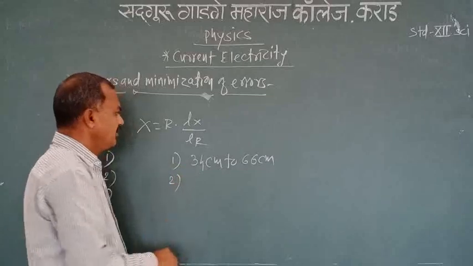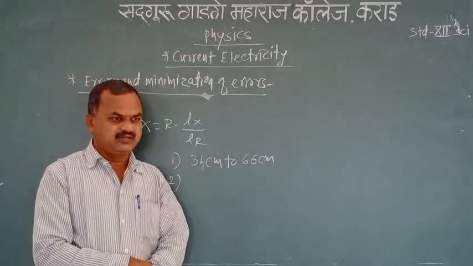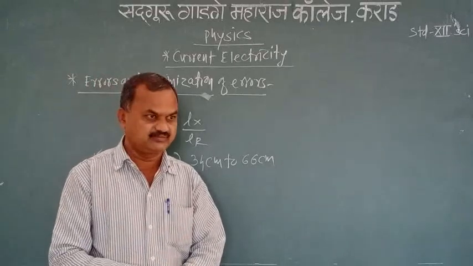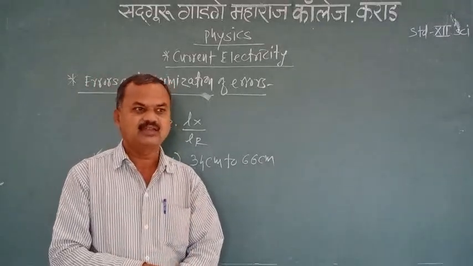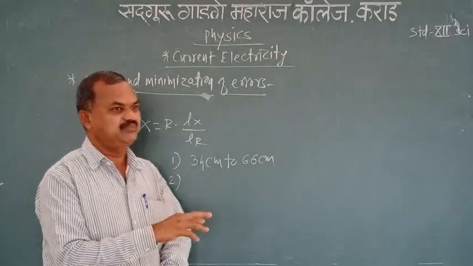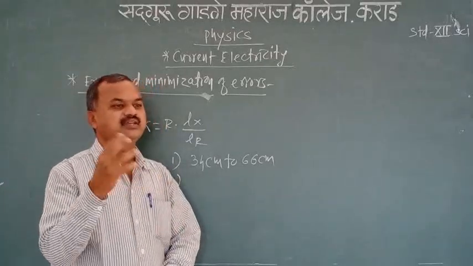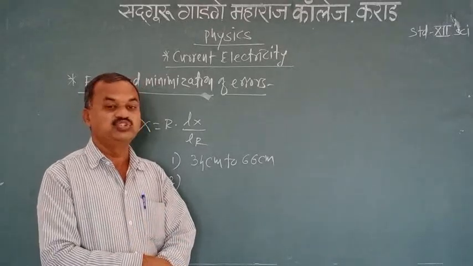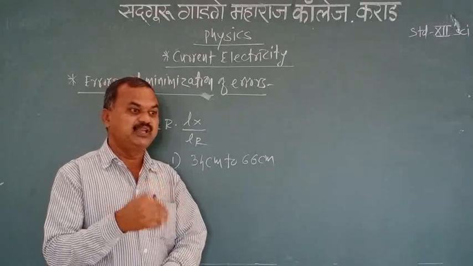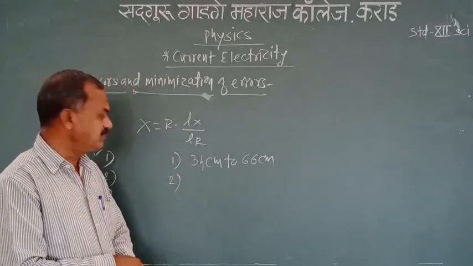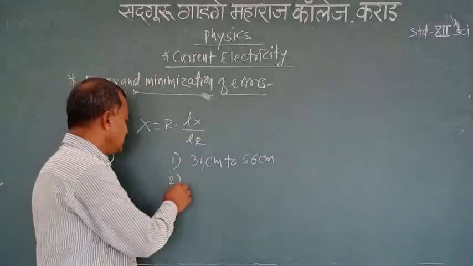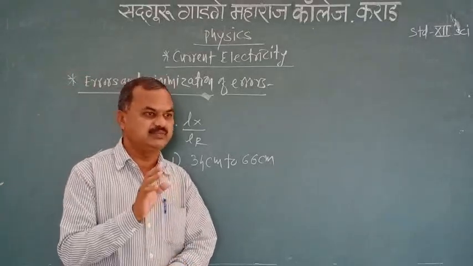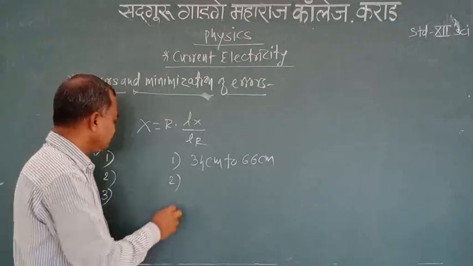Second point, the experiment can be repeated by interchanging the position of X and R. X is the unknown resistance, R is the known resistance. X is connected in the left gap of meter bridge, R connected in the right gap of meter bridge. So we have to interchange the position of X and R and repeat that experiment a number of times. This is the second way with which we can minimize some error involved in the measurement with meter bridge.